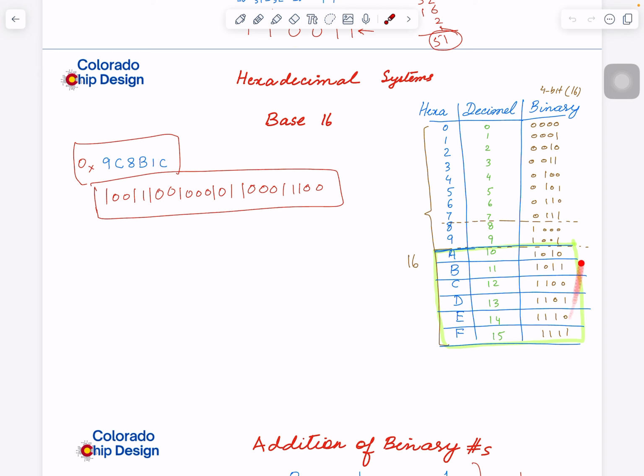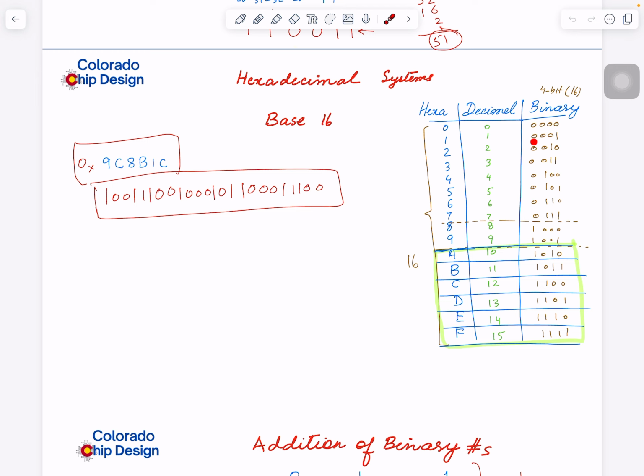In this table, the first column is hexadecimal. You see it goes from 0 to 9 just like decimal. But after that, it continues with the letters A, B, C, D, E, F, and the corresponding decimal values are 10 for A, 11 for B, 12 for C, and so on, so there are 16 from 0 to 15. If you want to convert to binary, since there are 16 unique digits, we need at least 4 bits to represent them. So binary is represented in 4 bits.